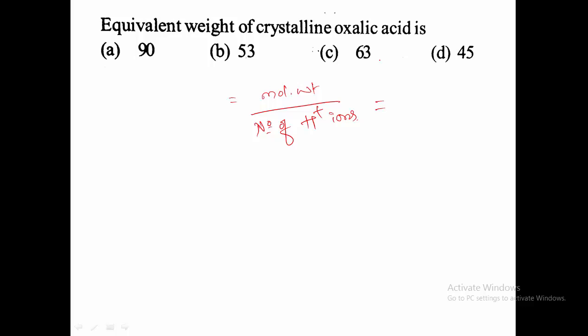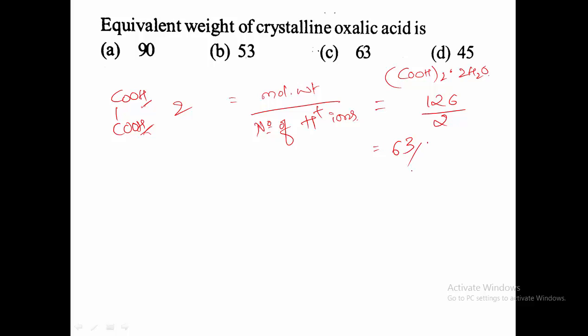So here oxalic acid is given. How can we write the formula of oxalic acid? (COOH)2·2H2O. This is the molecular formula of oxalic acid and its molecular weight is 126, and the number of replaceable H plus ions is, how do we write the structure of oxalic acid? COOH COOH. So here the number of replaceable H plus ions would be 2. Two H plus ions can be replaced. So it is 2. So 126 divided by 2 will give 63. That is the equivalent weight of oxalic acid. So option C is the right answer.